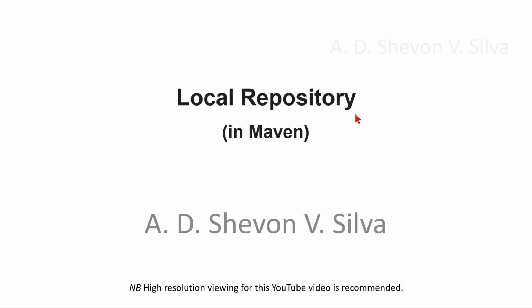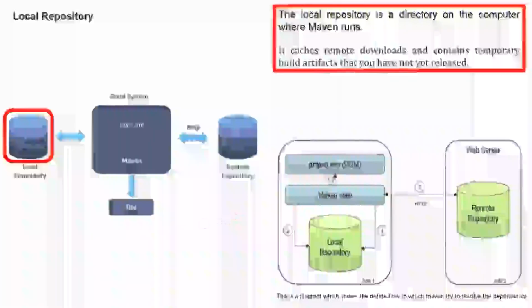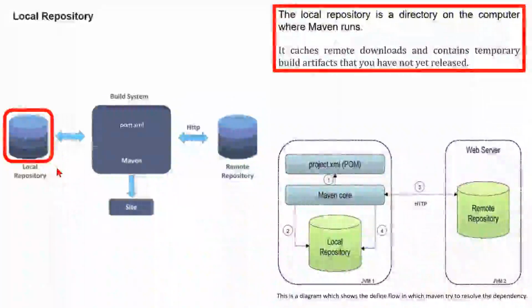Local repository in Maven. Now we are focusing on local repository. The local repository is a directory on the computer where Maven runs. It caches remote downloads and contains temporary built artifacts that you have not yet released.